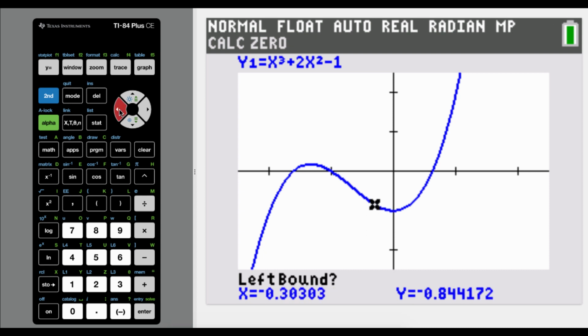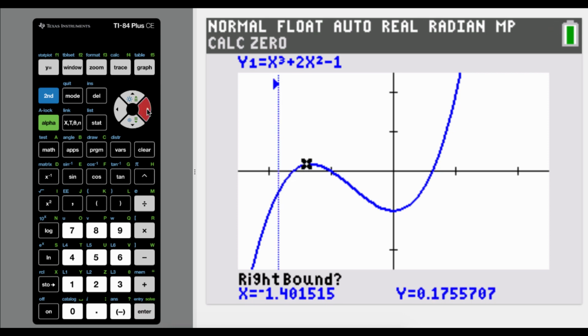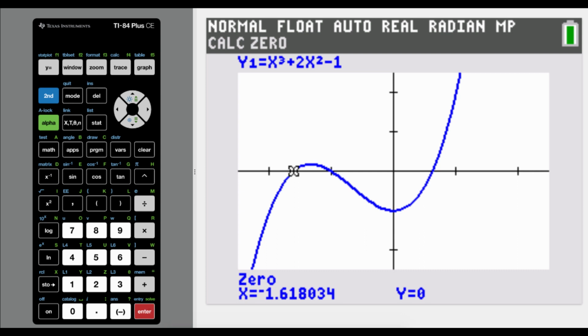So I'm going to start on the far left-hand side. It's asking us for a left bound point, so we want to make sure that we are on the left-hand side of our first x-intercept. Hit enter. Then we're going to arrow over to the right just past the x-intercept. Hit enter again, and then we can take a guess, but we don't need to. We can just hit enter one more time. So our first x-intercept is at about negative 1.62 if we round that off.